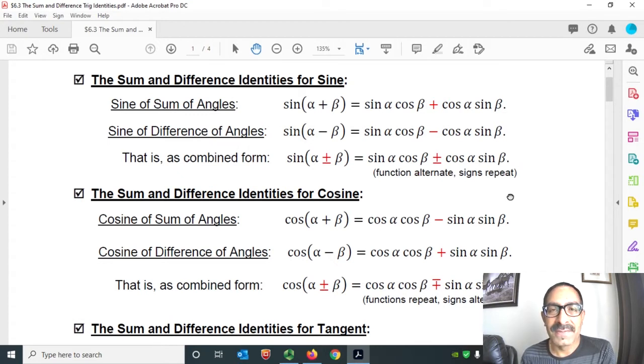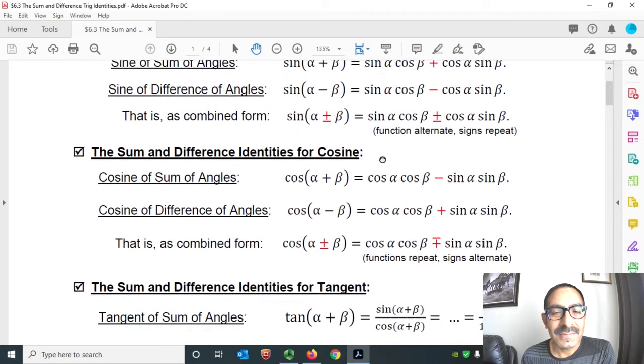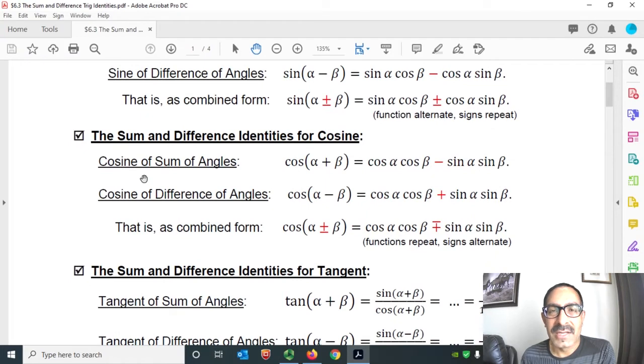Similarly, the sum and difference identities for cosine functions. So the cosine of the sum of angles alpha plus beta turns out to be cosine alpha cosine beta, and then we alternate the sign from plus to minus, sine alpha times sine beta. So here the functions repeat, cosine cosine, sine sine, but the signs alternate from plus to minus.